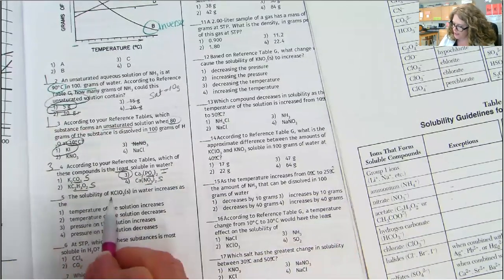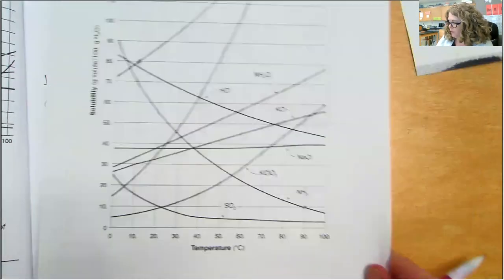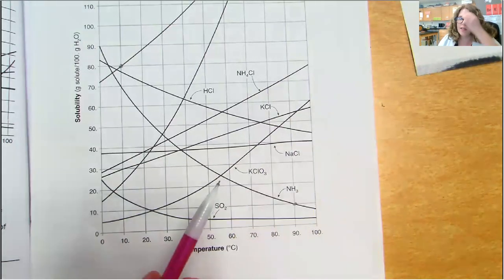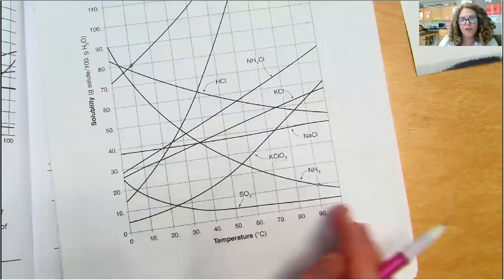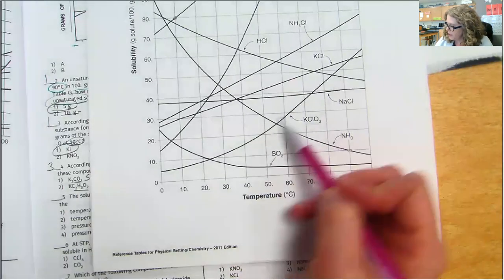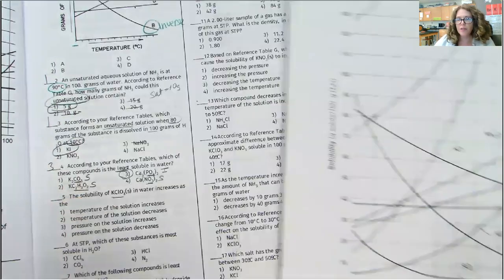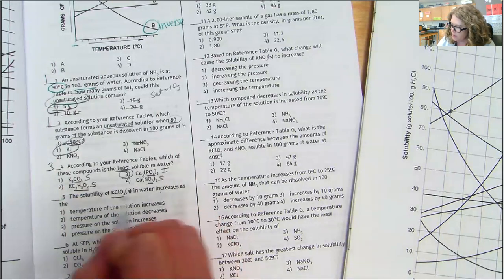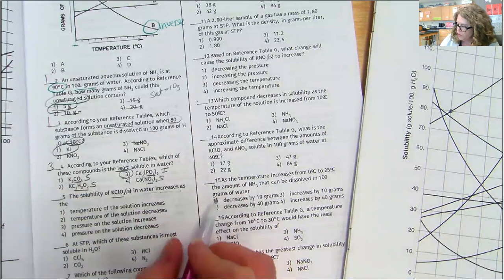The solubility of KClO3 in water increases as... So anytime you're stuck on a question, go to your reference tables, find anything in the question that looks like anything in your reference tables, and here we have KClO3 in your reference tables. If I look at this line here, I start off here and this line goes up, and so that's going to be a direct relationship. So that means that the solubility in the water increases as the temperature of the solution increases.